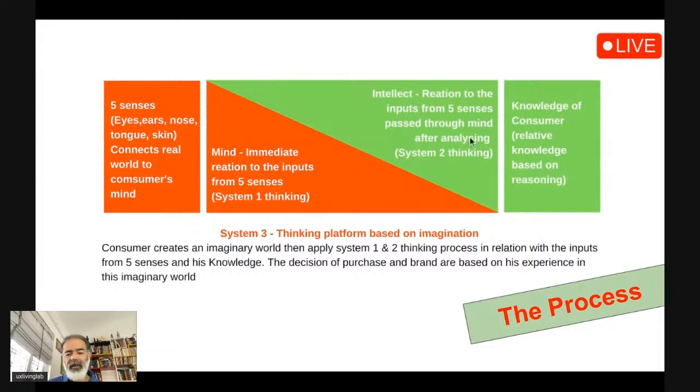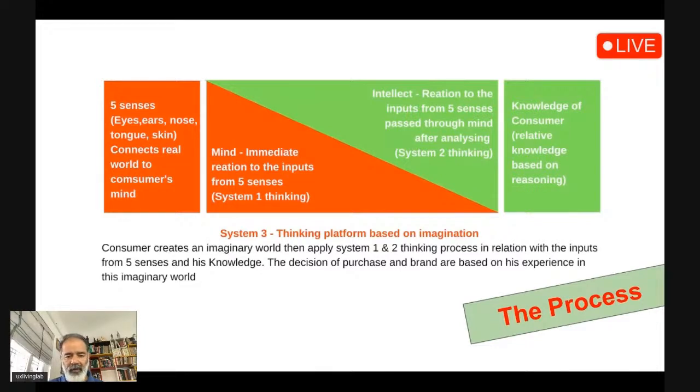So what is system three? System three is a thinking platform based on imagination. As I said earlier, after the consumer's system one and system two thinking, it is passed to the system three thinking platform for creating imagination, or visualizing the usage. The consumer creates an imaginary world, then applies system one and two thinking in relation to the input from the five senses and his knowledge. The decision of purchase and brand is based on his experience in this imaginary world.